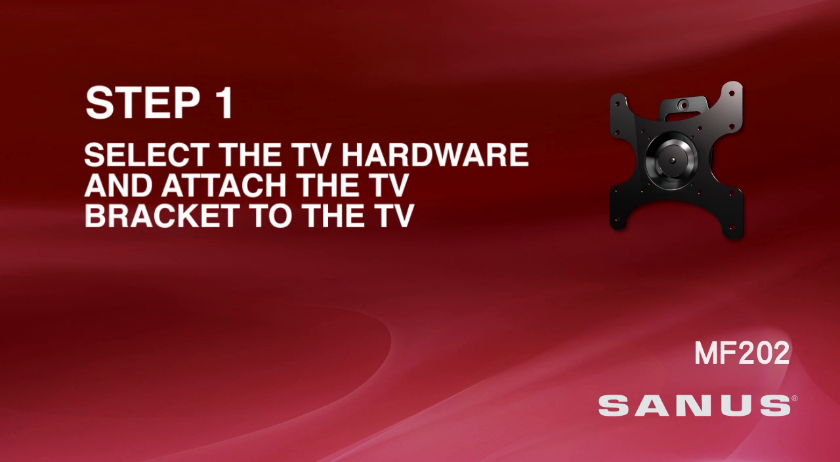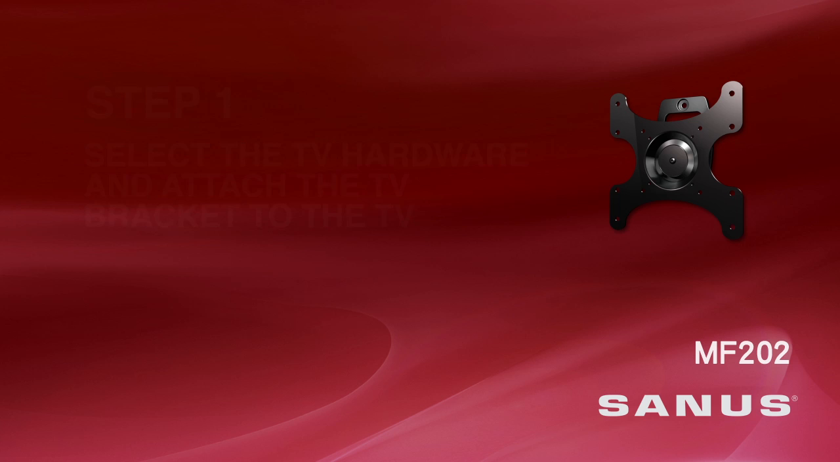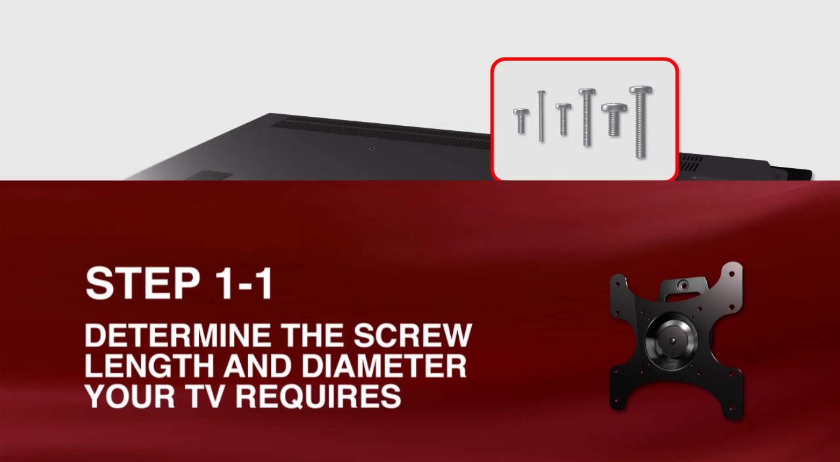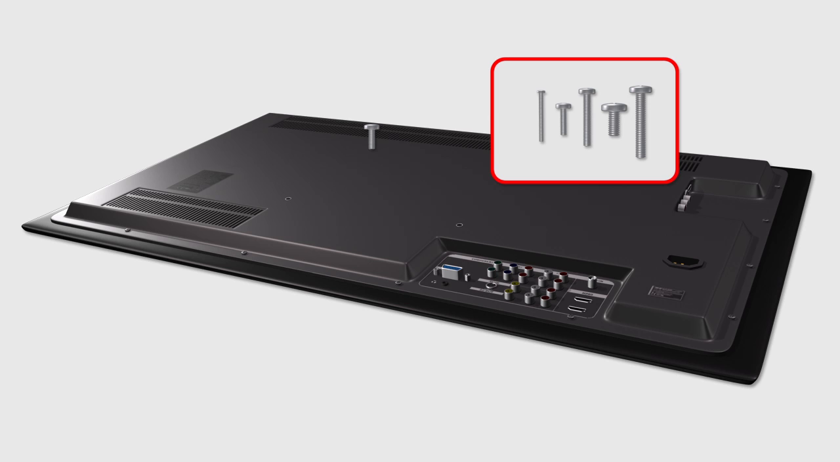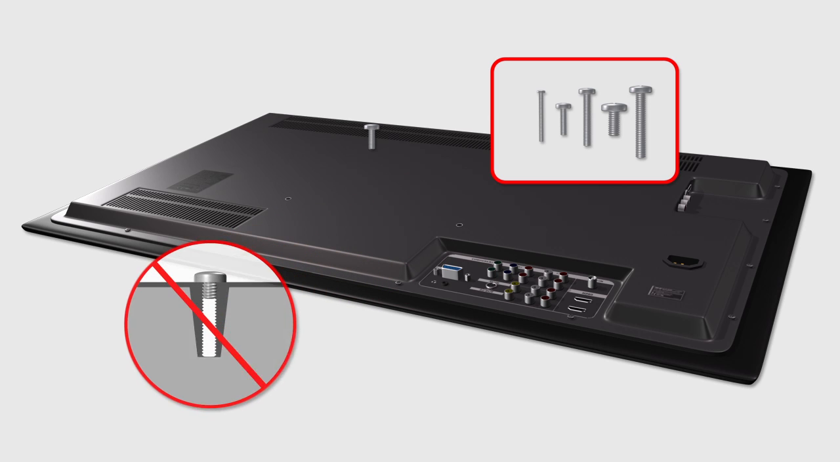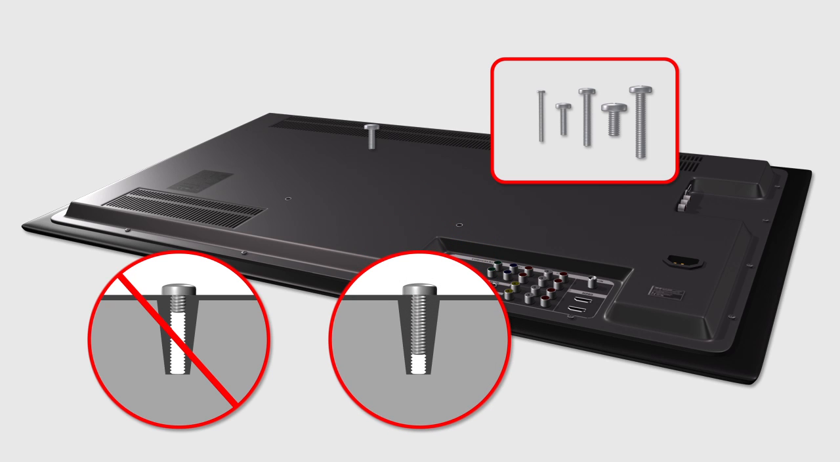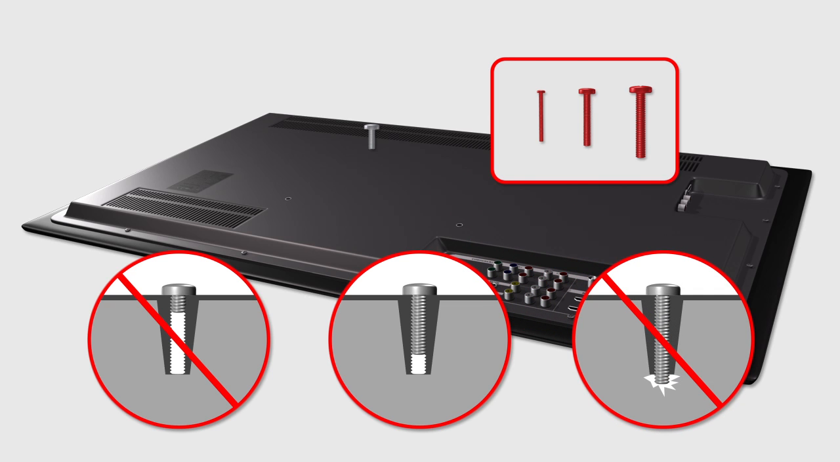Step 1. Select the TV hardware and attach the TV bracket to the TV. Step 1-1. Determine the screw length and diameter your TV requires. Hand thread a screw into the insert on the back of the TV. If you encounter any resistance, stop and select another screw diameter until you have the correct size. The long screws should only be used with spacers, or they could crack the monitor case or damage your TV's internal components.